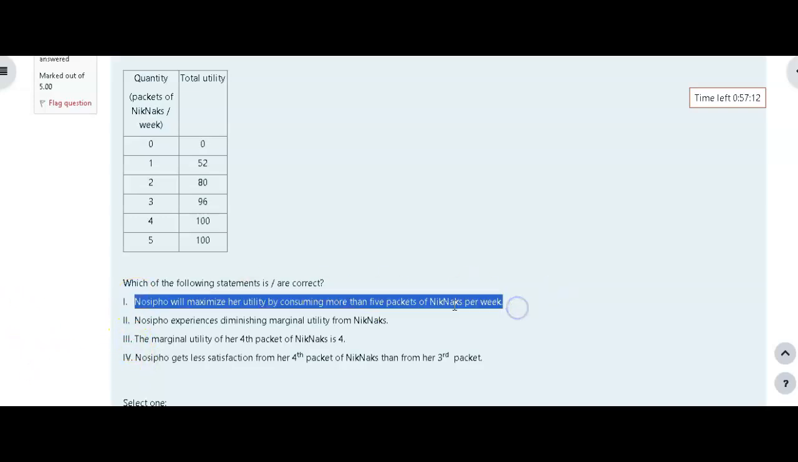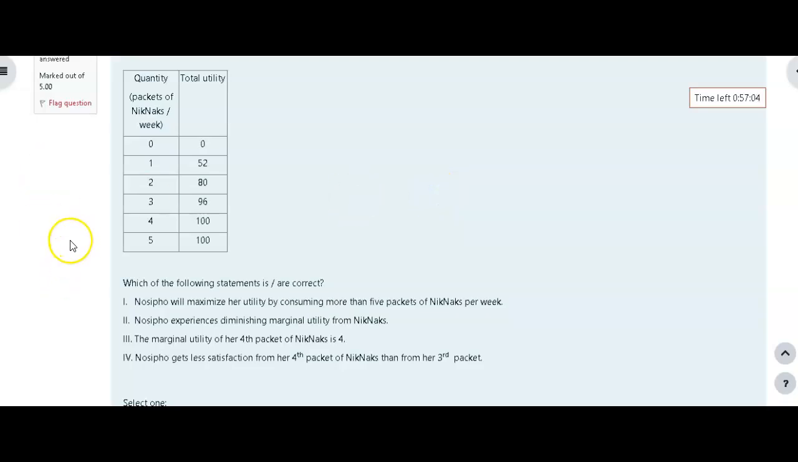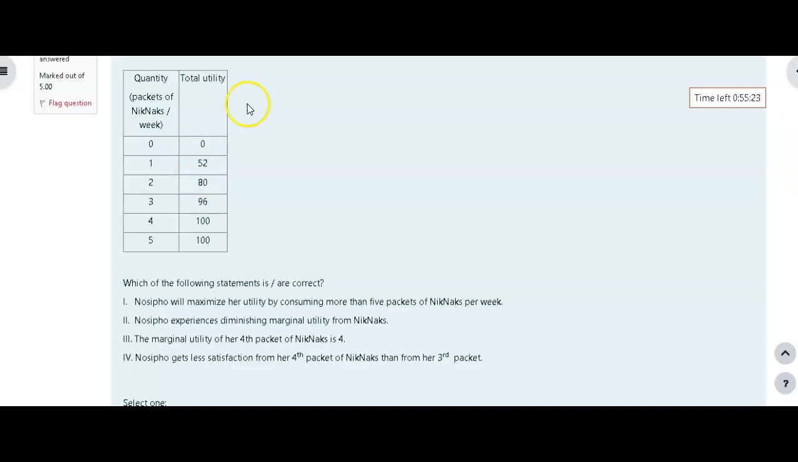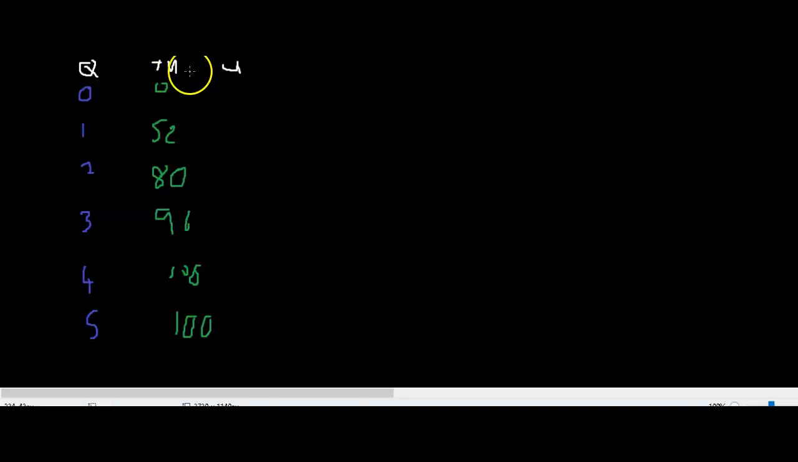Now, what will be the answer over here? So, if you're looking at the answers, let's look at the first one. Now, SIPO will maximize utility by consuming 5 packets of knickknacks per week. So we have to draw this thing. So let me draw it because it won't make sense now. Okay, so I just copied down this table here so I can show you how I do the utility column. As I said, when it's 0 and 0, you just put 0 over here, right? Now, you must ask yourself, how did you go from 0 to 52? You added 52, right? How did you go from 52 to 80?